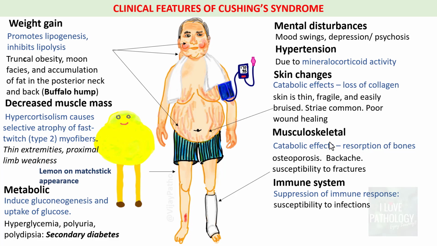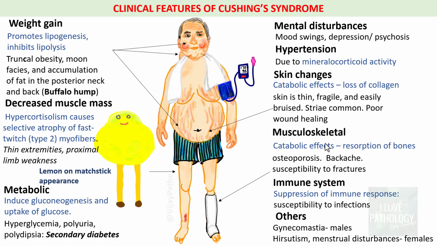Now, as you know, in the immune system these glucocorticoids suppress the immune response, and that's why these patients are more susceptible to develop infections. The other minor manifestations include gynecomastia in the case of males. It can be hirsutism or menstrual disturbances in the case of females. So that's all about the clinical features of Cushing's syndrome.